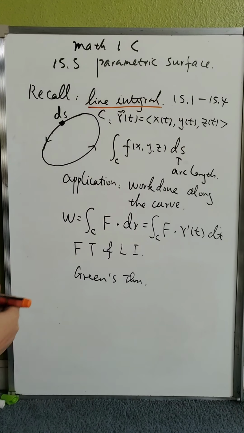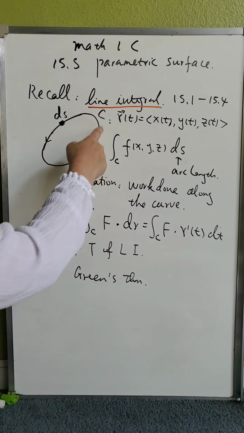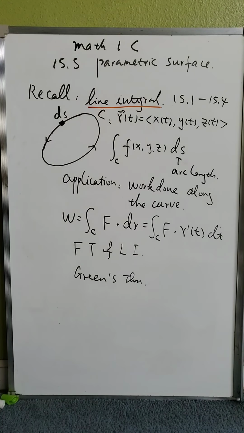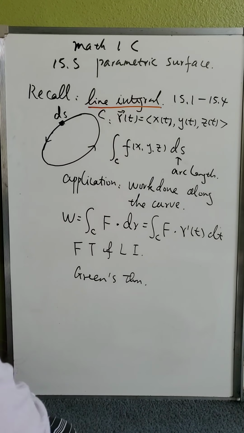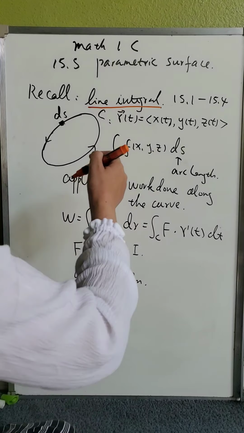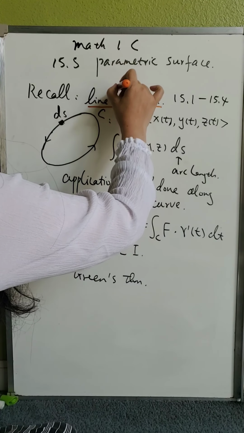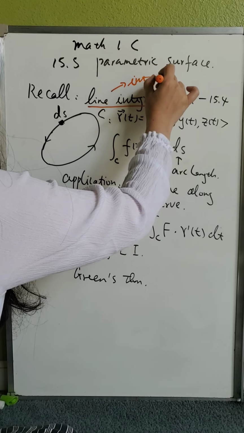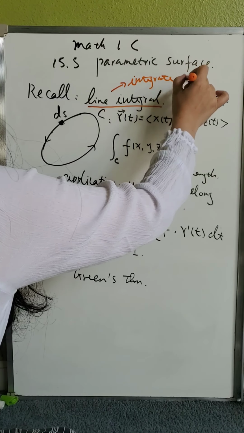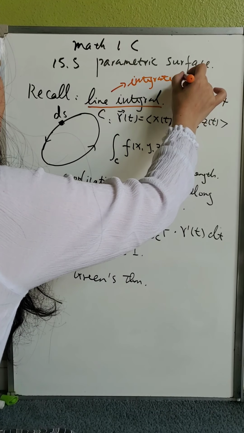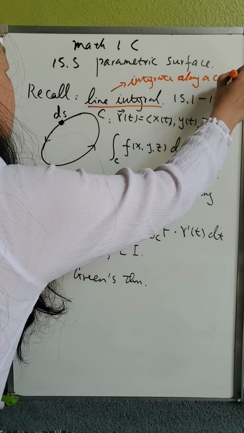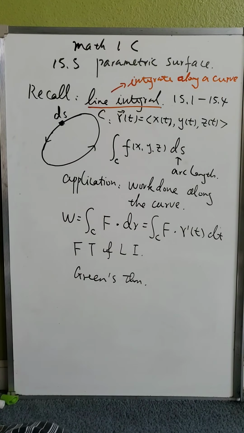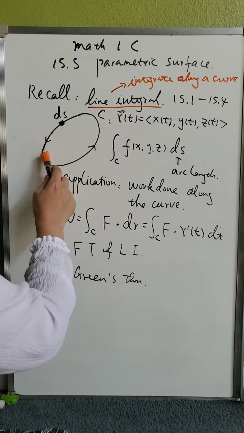What is a line integral? It means you integrate along the edge, over the curve. So line integral basically is, we learn from 15.1 to 15.4, we're going to integrate over a curve. So this means integrate along a curve. Because in 1A, 1B, we learn how to integrate on the x-axis or on the y-axis. But now you learn how to integrate on this curve, okay?